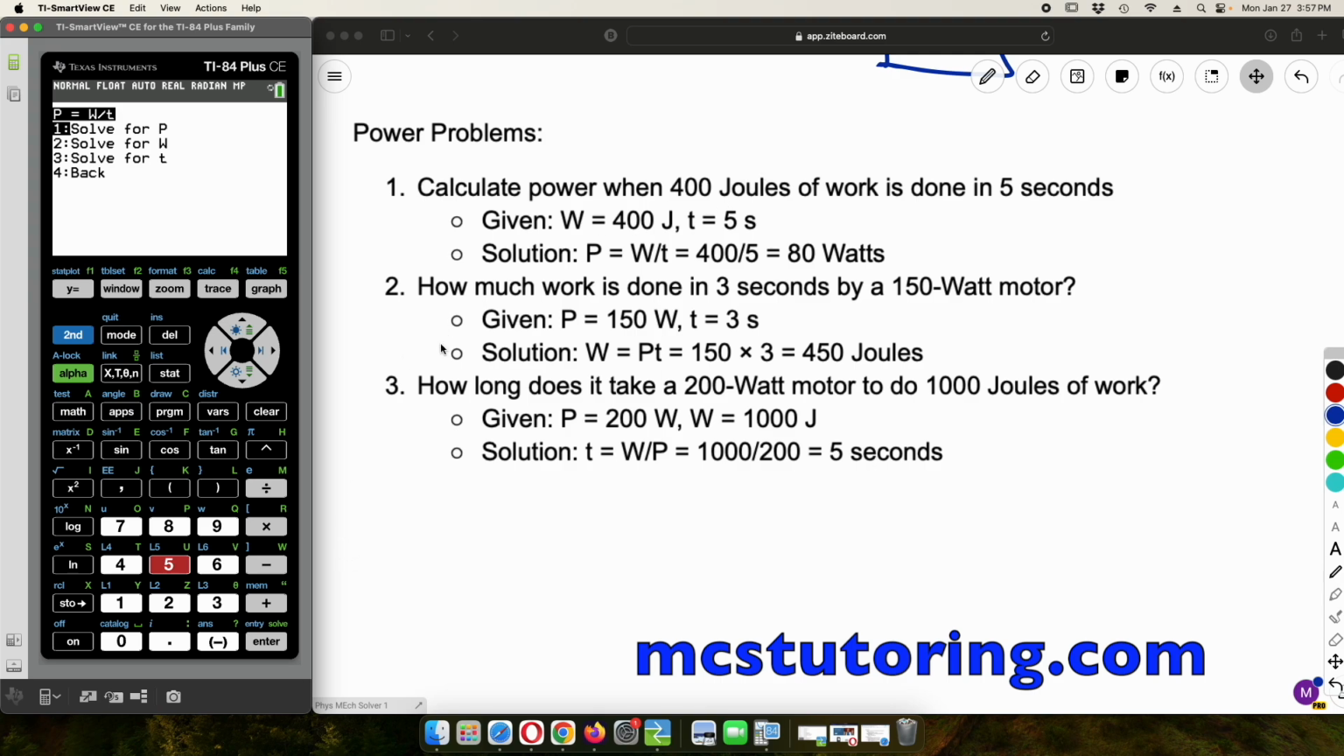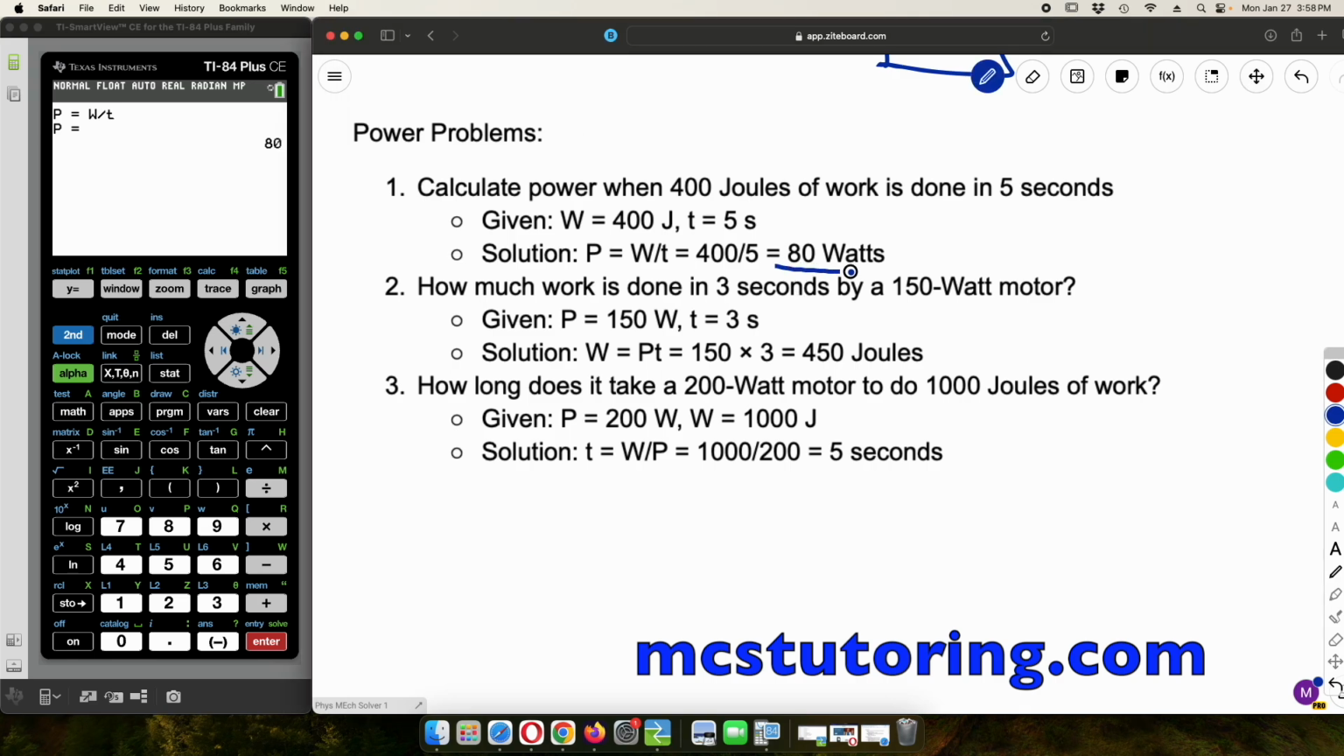Okay, in any case, power problems. So we've got calculate power, so we're going to solve for P. When 400 joules of work is done, so what is the work? 400 is done, and what's the time? Time is 5 seconds. Okay, great. So again, it gives you the formula, P equals W over T, we get 80, and the units for power typically in the SI world is watts, so 80 watts there.